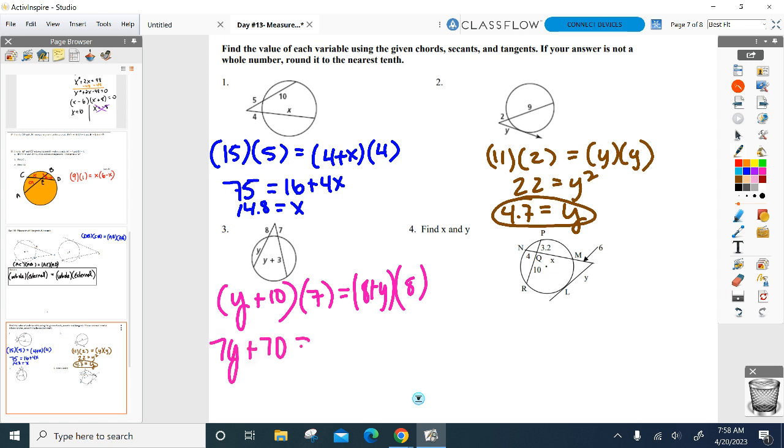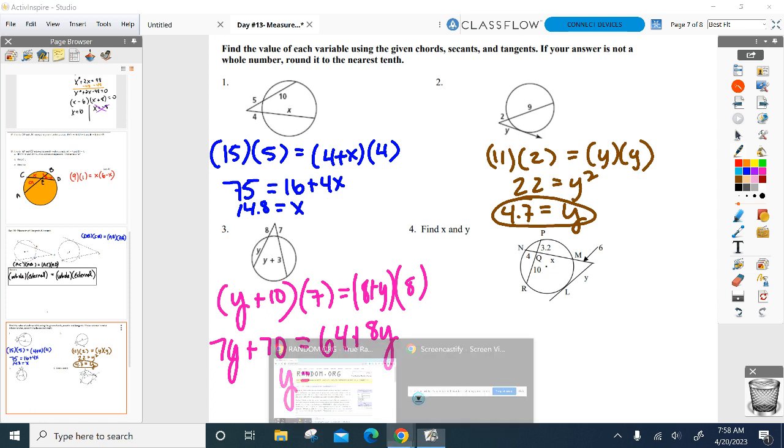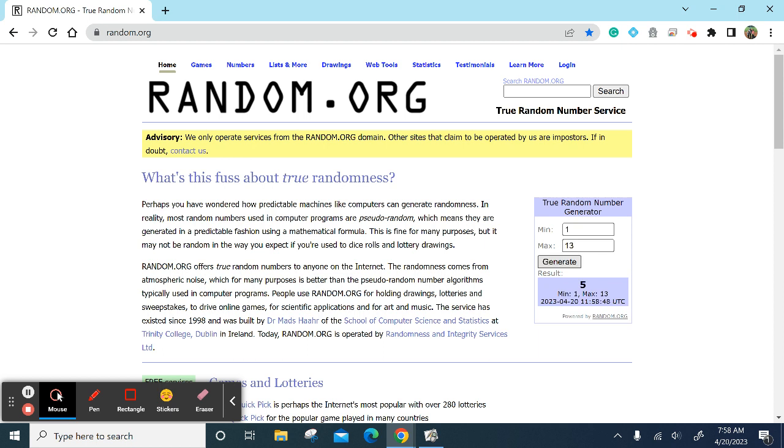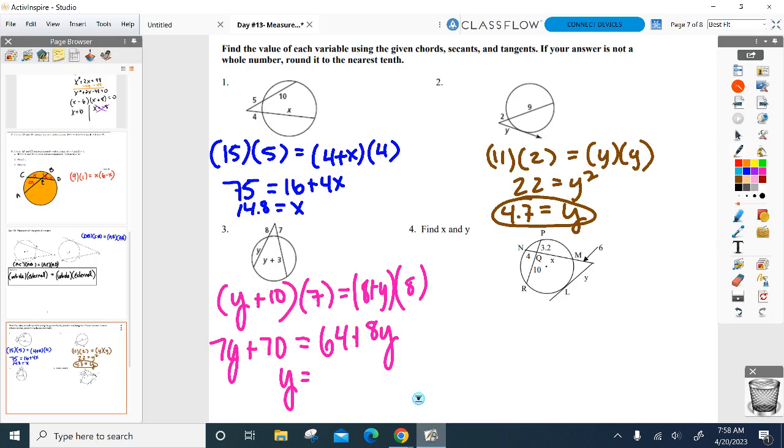7y plus 70 equals 64 plus 8y. I don't think we need to round for this one, right? When you have the value of y, let me know. 5. Good talk. 9. 6.